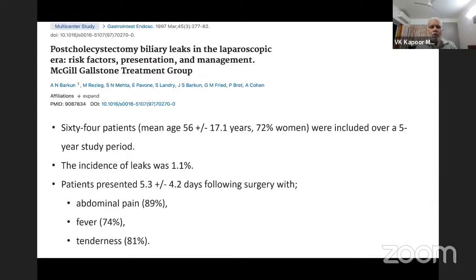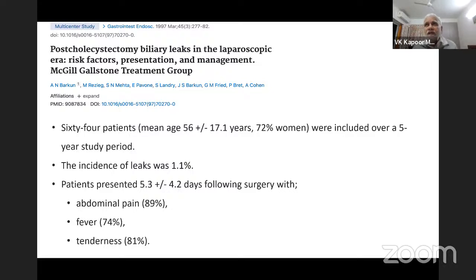And this is again an old report, which says that the incidence at this time was the same, 1%. And the commonest manifestations were pain, fever, and tenderness. But note the point, the interval between cholecystectomy and presentation, 5 days, which means the patient is at home. Patient is not in the hospital because we don't keep these patients for 5 days.